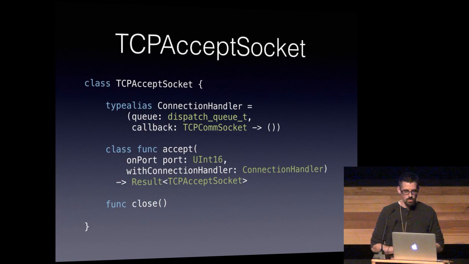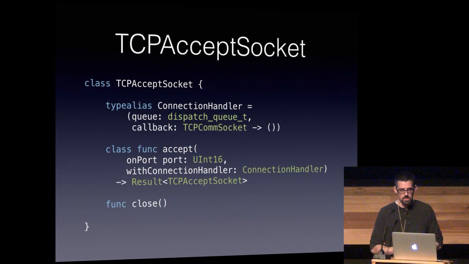right? And then we have this class func accept, which is sort of the entry point. Start listening on this port and run this connection handler whenever someone connects to it. This returns a result accept socket. So starting to accept is not a blocking operation. We can start that up immediately. But some other process might be listening on the port we want to listen on. This might fail. We might not be able to create a socket, right? There are still failure cases for this. We get a result back.